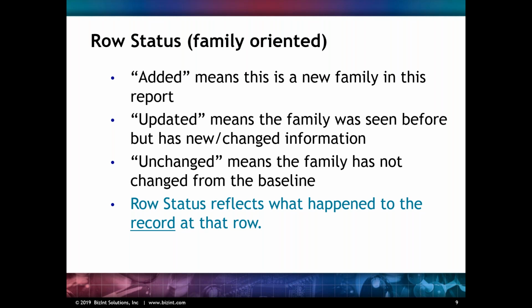So there are 2 columns that are important when it comes to patent information in an update. The first of these is the row status column, and the row status column basically says what happened to that record. If it says added, it means that it's a new family in the report. It wasn't there before. If it says updated, it means that it was there before, but something's changed. And if it says unchanged, well, then it was there before and there were no differences.